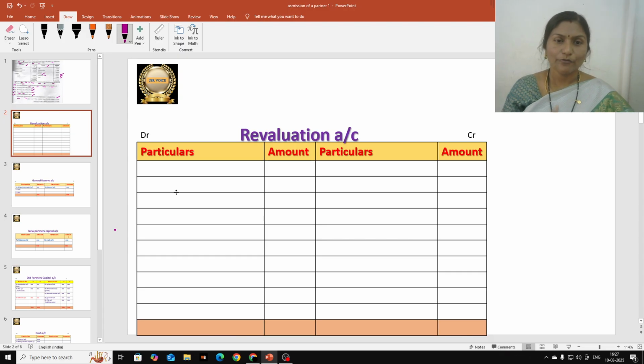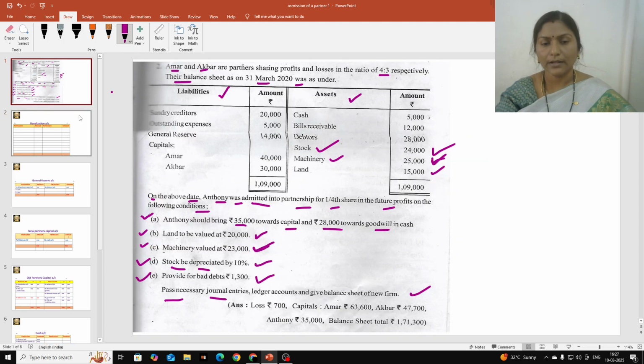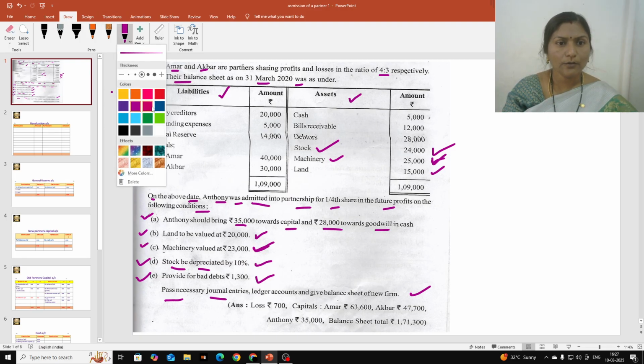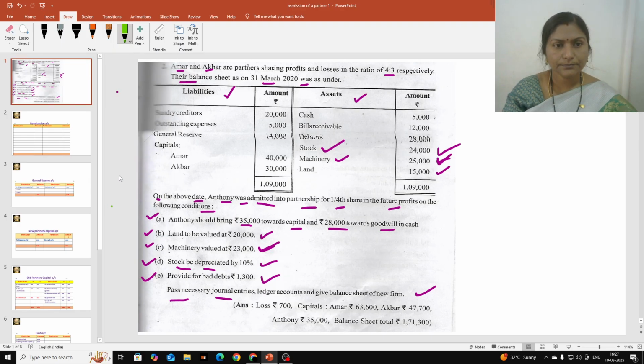Okay, so the first account is the revaluation account. In the revaluation account we record all assets, liabilities, increase, decrease and PDD. So we should check the question. Whatever changes there are for assets and liabilities in our question, those we will write in the revaluation account. So if you observe here, from B point onwards. What is the B point here?